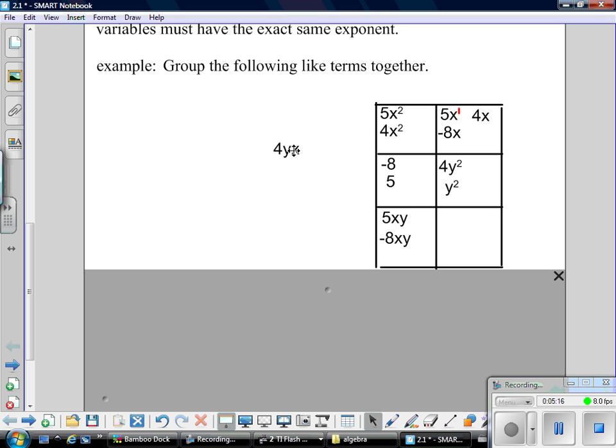Then I look at this last one. Where does it go, or is it by itself? At first you might think, oh, it's by itself. But let's take a look at what a like term is. It's the same variable to the same power. So this one actually belongs with the 5xy and the negative 8xy. The reason being, same variables, both to the power of 1, just like the 5x and the negative 8x are.